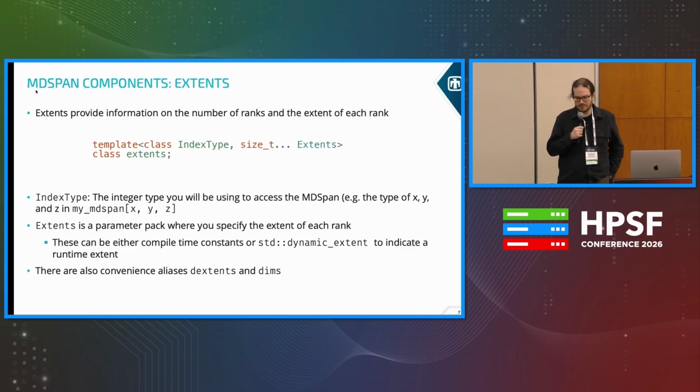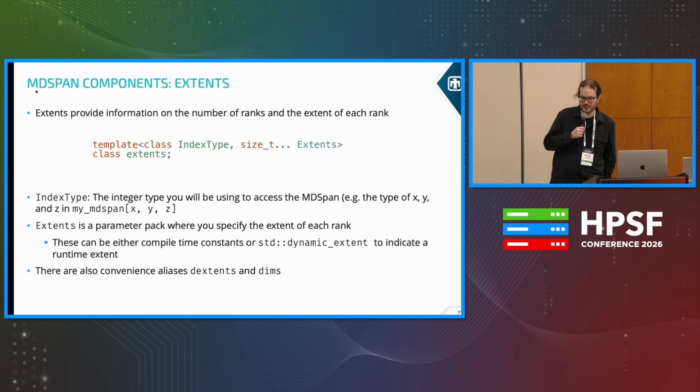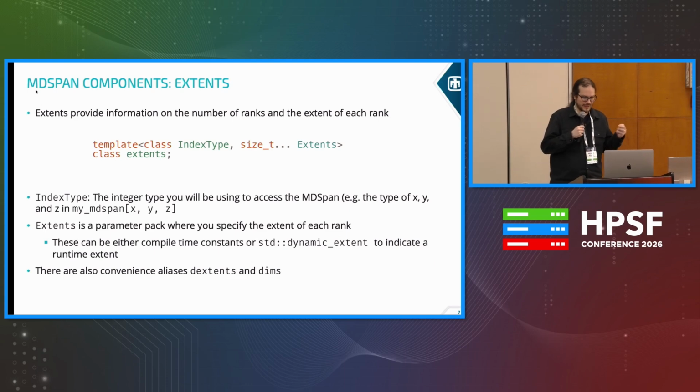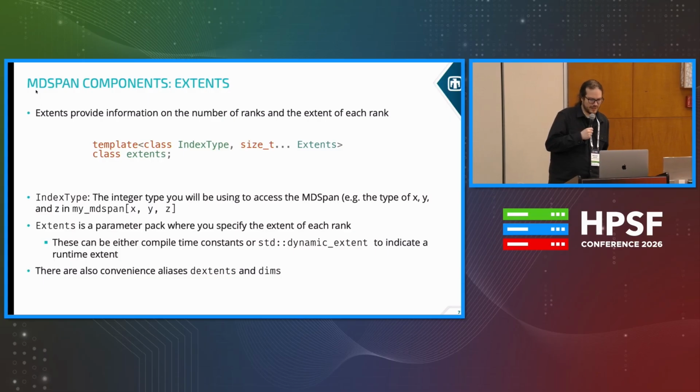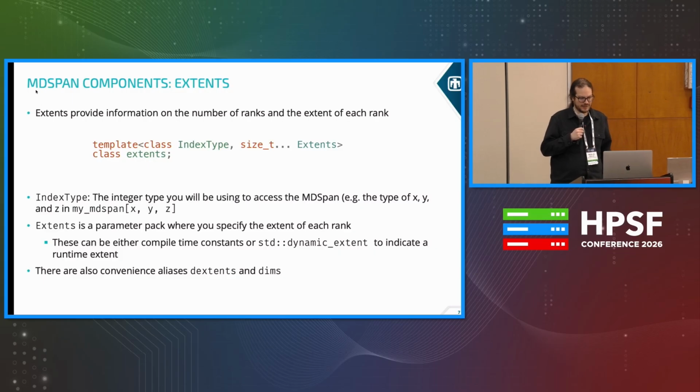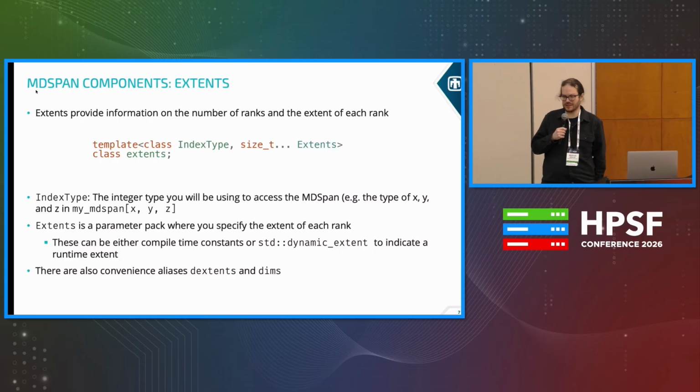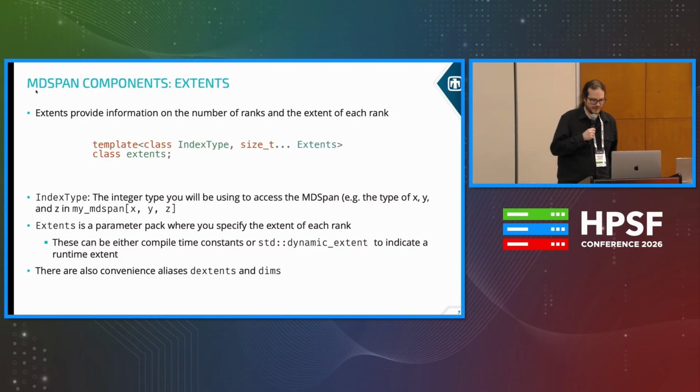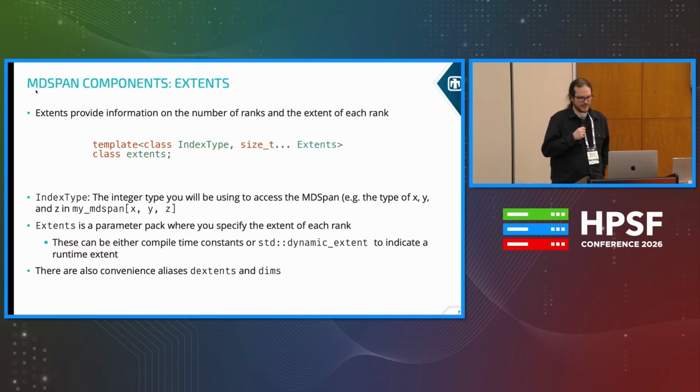So the extents basically represent what extents the mdspan actually covers. So what is the range of the indices? The first part of this is the index type. That's pretty straightforward. It just tells you what you're actually using, like what is the type of XYZ in that example there.